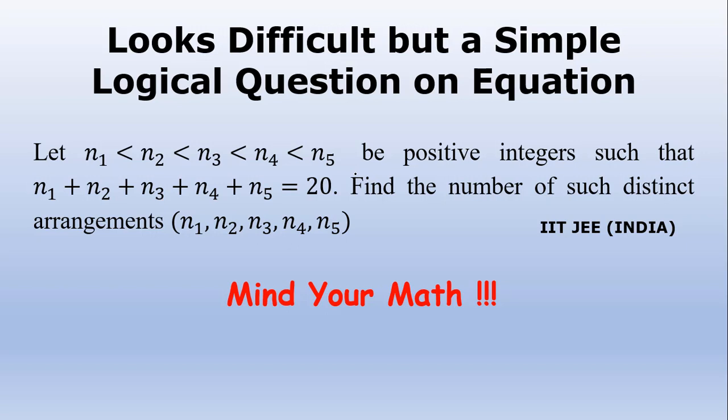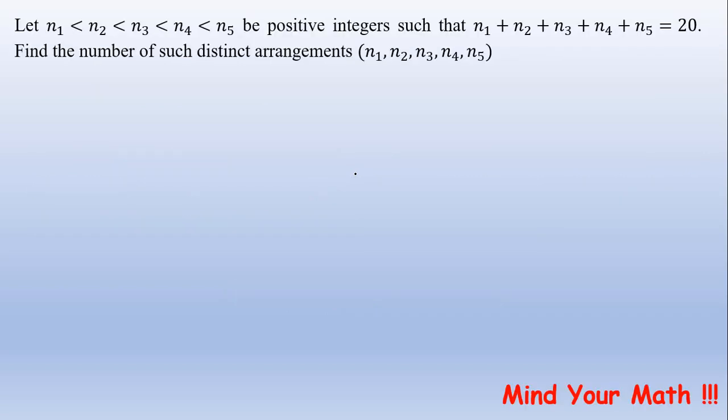Let's try this question. The question says you have some positive integers n1, n2, n3, n4, n5 which are in increasing order, and their sum should be equal to 20. So how many such different arrangements of n1, n2, n3, n4 and n5 are possible? On the face of it, this question looks very clumsy because it seems very difficult to write all the possible combinations of n1, n2 up to n5 so that the sum is 20.